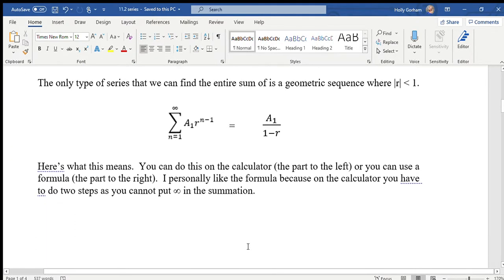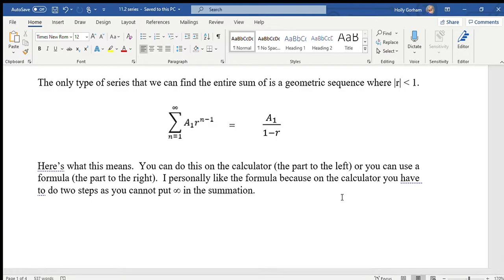Now, the only type of series that we can find the entire sum of is a geometric sequence where the absolute value of r is less than 1. So here's what that means. Notice that this is the explicit formula for a geometric sequence. A sub 1 is your first term. R is the ratio that you're multiplying by. So when it says the absolute value of r is less than 1, that means that we're talking about a fraction between 0 and 1.